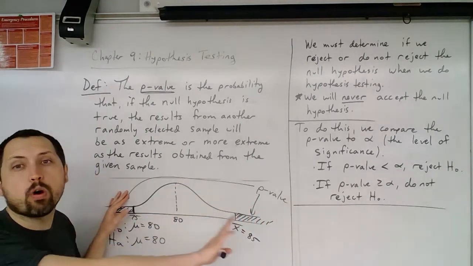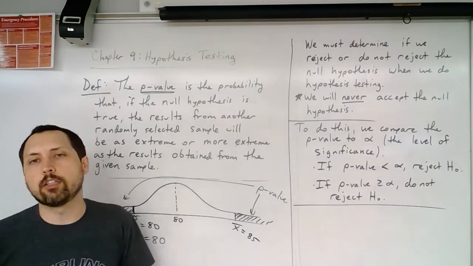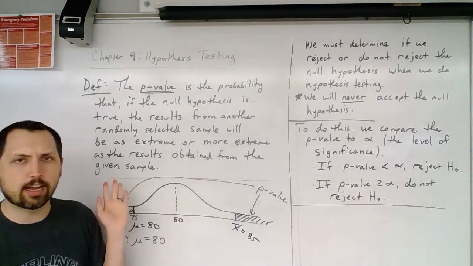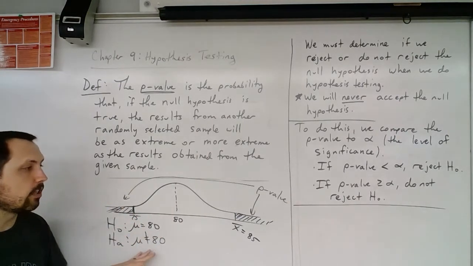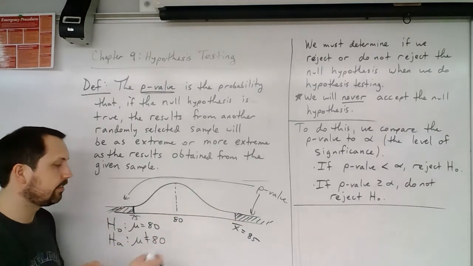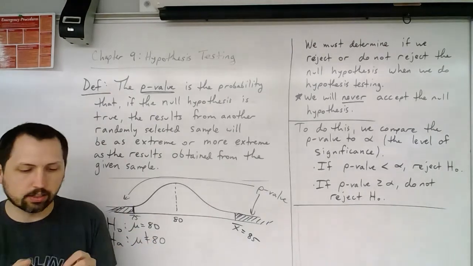That would be an example of a one-tailed test. So you might see those words come across as you progress in your statistical career: one-tailed test versus two-tailed test. All of this is based off of our alternative hypothesis. If it's not equal, it's a two-tailed test. If it was just larger than or less than, it will be a one-tailed test.